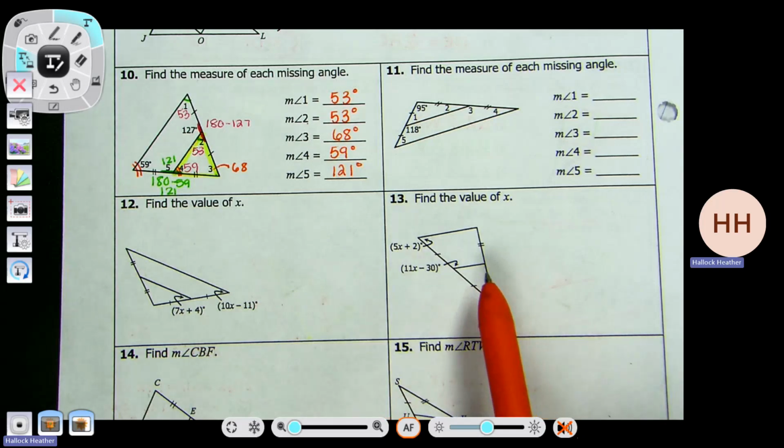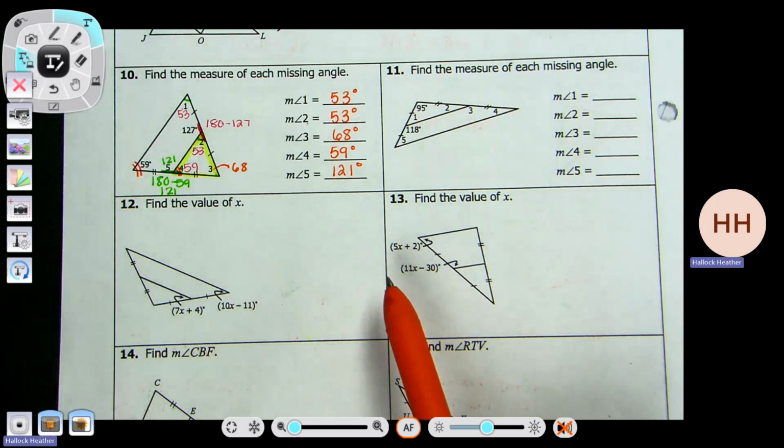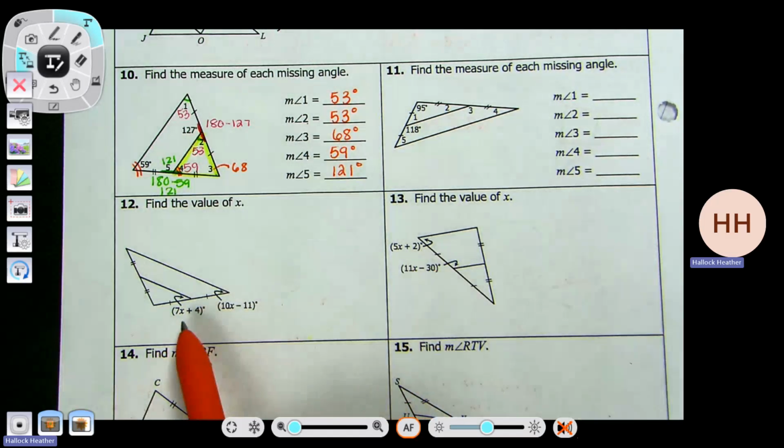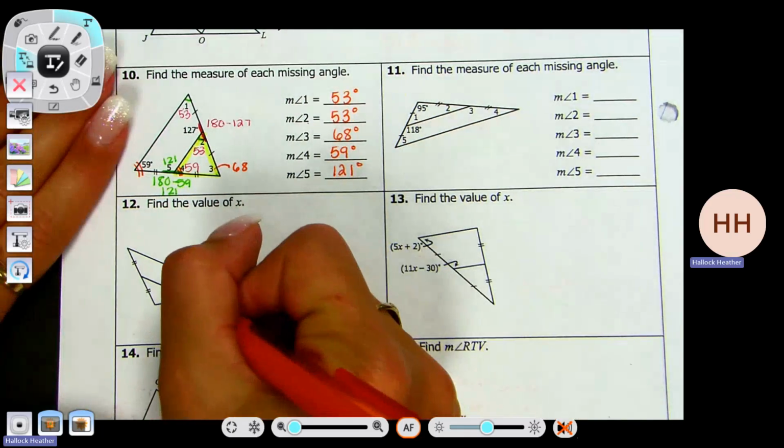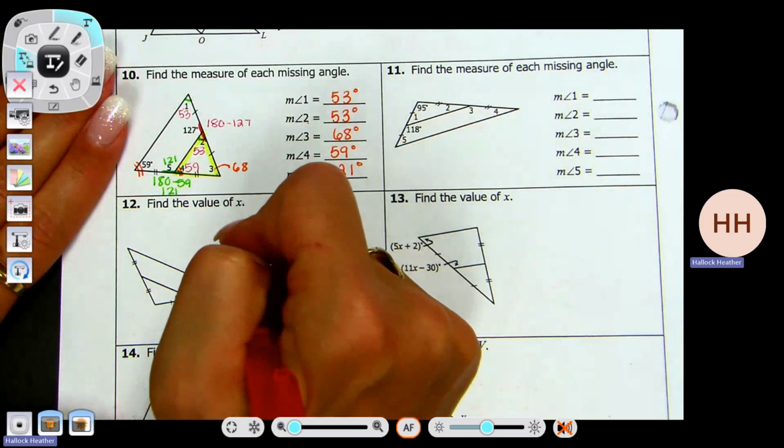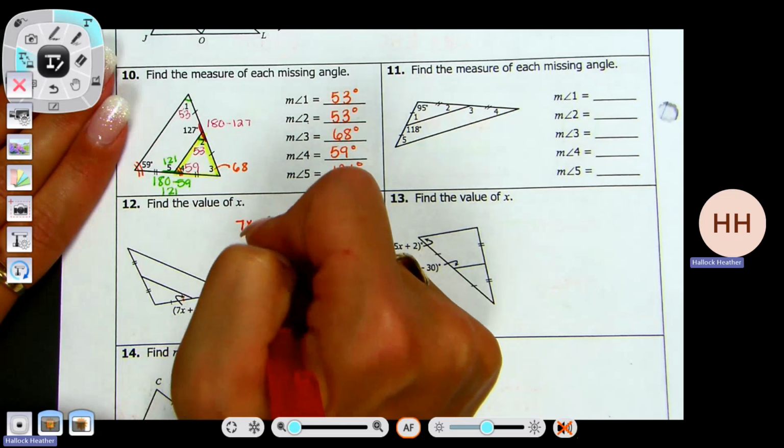12 and 13. These ones are both angles as well. So my hint for you is they either equal each other or they add to make 180. So in this case for number 12, we're not going to do this one together, but do you think these angles are equal to each other or do they have to make 180? Yeah, because technically they're corresponding angles. So we're going to set them equal to each other because they're both acute.